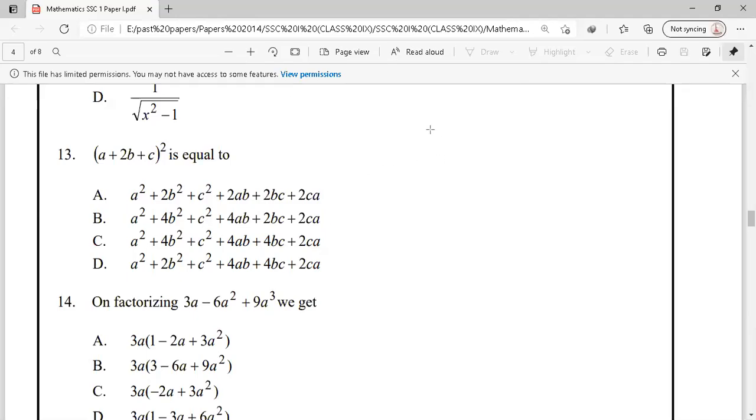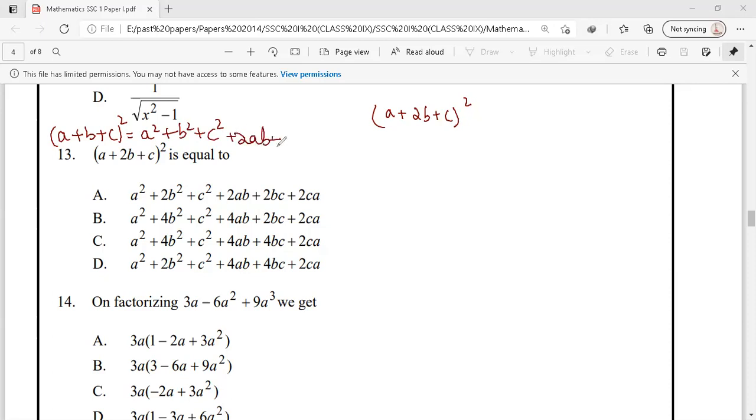So next we have question number 12, a plus 2b plus c whole square. सो इसे हमें सिंप्लीफाइड फॉर्म में लिखना है. सो सिंप्लीफाइड फॉर्म में लिखने के लिए हम इसके ऊपर फॉर्मूला अप्लाई कर देते हैं. So the formula we have is a plus b plus c whole square is equal to a square plus b square plus c square plus 2ab plus 2bc plus 2ac. So this is the formula for the sum of three terms to the whole square.